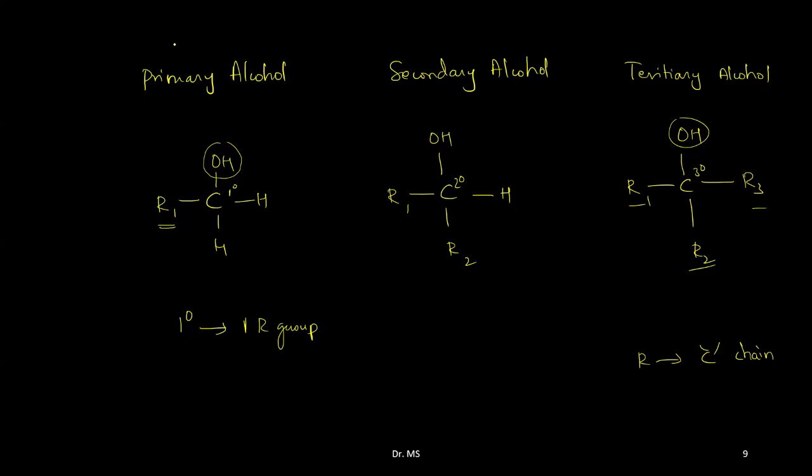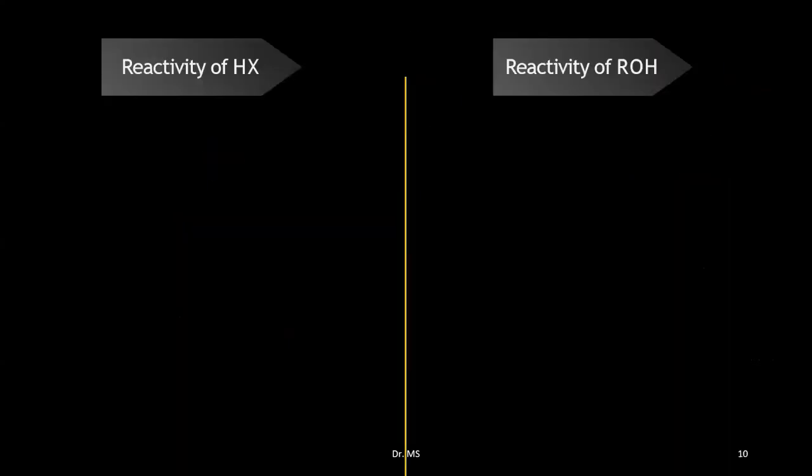Understood? What is the meaning of primary, secondary, and tertiary? So in the reactivity order, hydrogen iodide is more reactive than hydrogen bromide, and hydrogen bromide is more reactive than hydrogen chloride. And for the reactivity of ROH, it depends on whether the alcohol is primary, secondary, or tertiary. The tertiary alcohol is more reactive than secondary alcohol, and secondary alcohol is more reactive than primary alcohol. You should know this, it is very, very important.